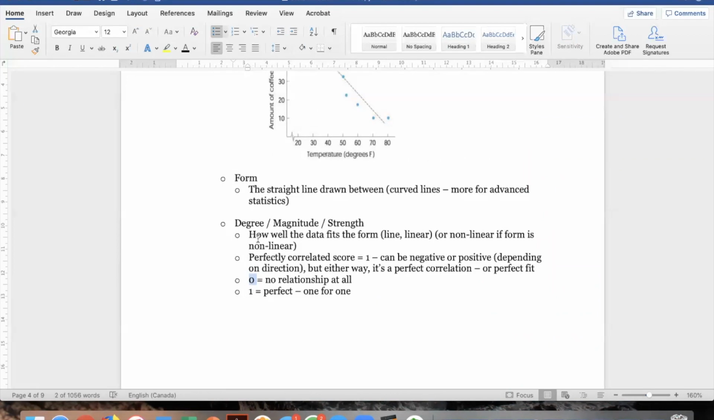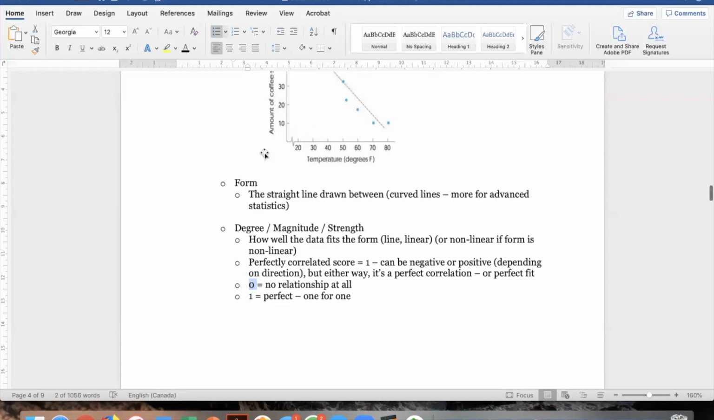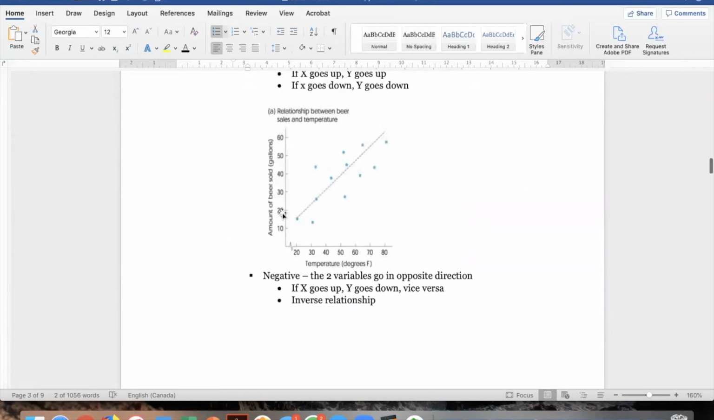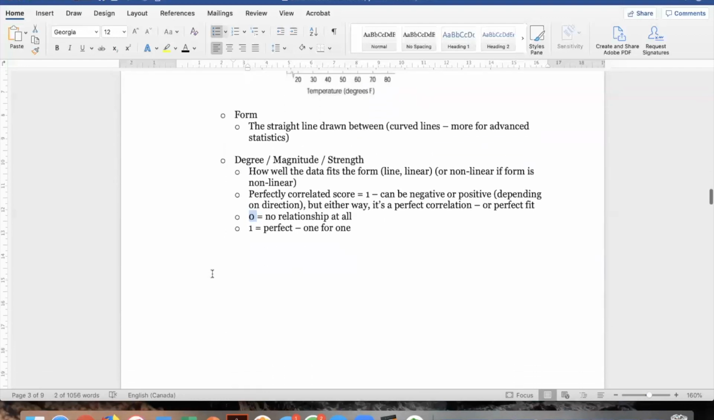If it's perfectly correlated, you're going to get a score of 1. It can be negative or positive depending on the direction. So in this case, this would be a negative, probably 0.85 or something. And this one would be a positive 0.775. And we'll go through that a little bit later. So whether you have a -1 or a +1, it's still a perfect correlation.